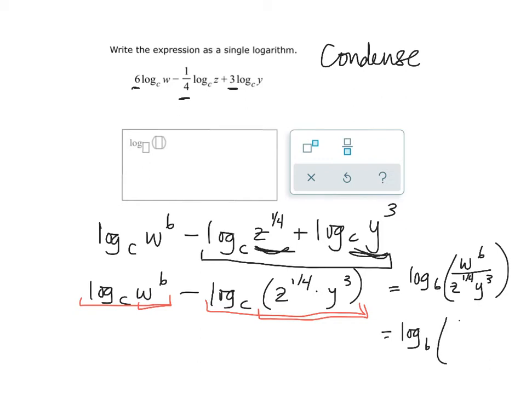So you may write it as the 4th root of z. So that's the 4th root of z times y to the 3rd. And this should be your answer. So we just work backwards, really.